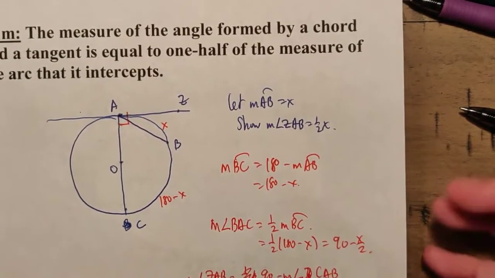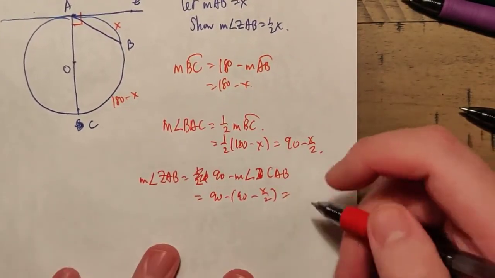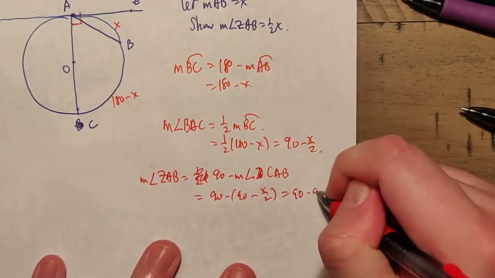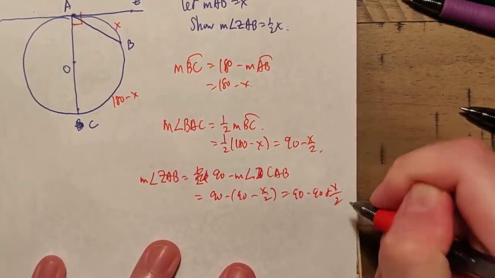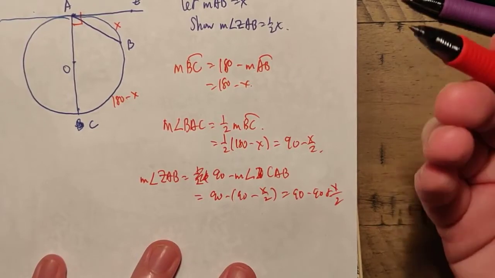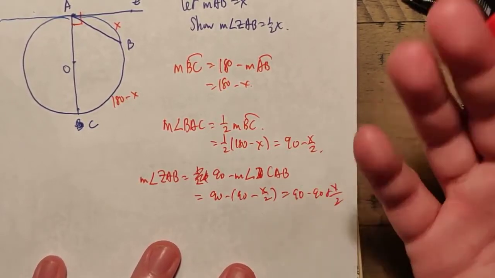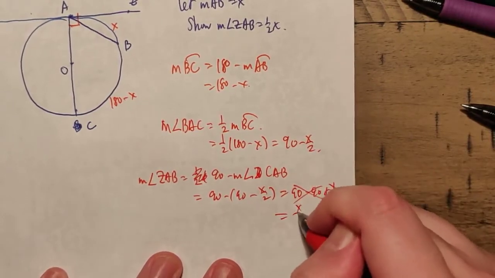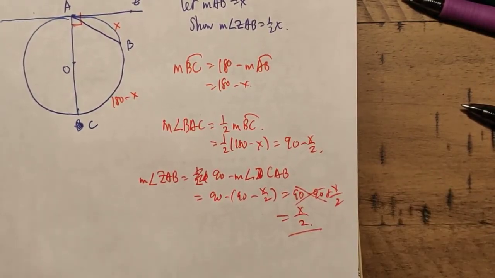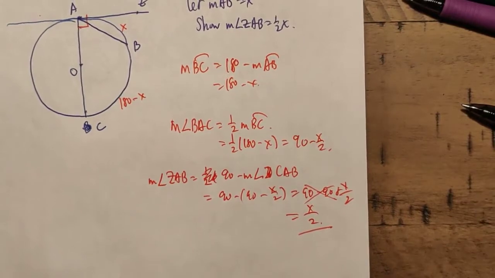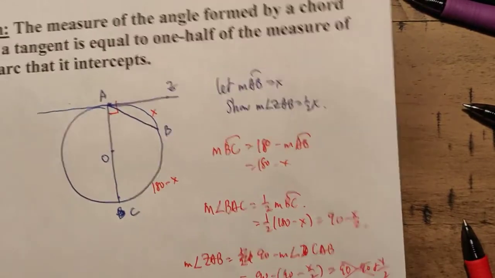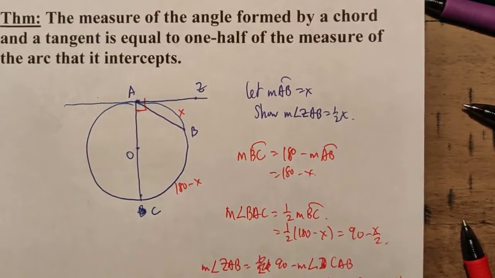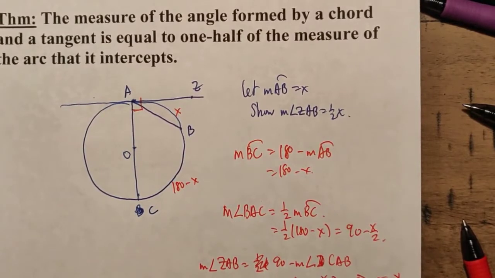So the nice part about this is that when you do your arithmetic, we can put this all together. So you get 90 minus 90, and then you have a positive X over 2 here, because in this case we're subtracting a negative quantity. So we're subtracting positive 90 and subtracting a negative X over 2. So these drop out, and we're left with X over 2, which is what we wanted. So this demonstrates the fact that the measure of the angle formed by a chord and a tangent is equal to 1/2 of the arc that it intercepts.